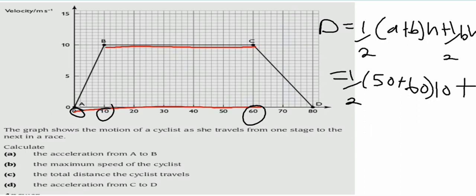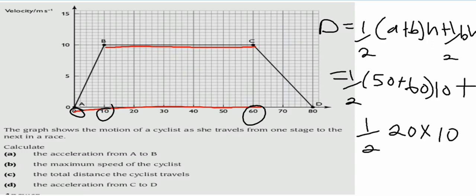Then we add the area of the triangle. The area of the triangle starts from this point and ends at this point here. So we say half, then the breadth, which is from 60 up to 80. So 80 minus 60 gives us 20. So we say 20 multiplied by the height. The height, from this point up to this point, is 10. So we multiply by 10.